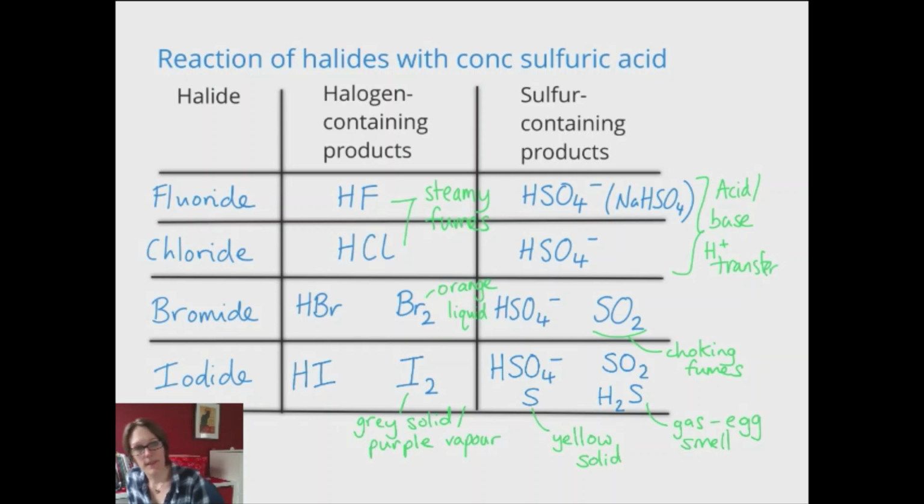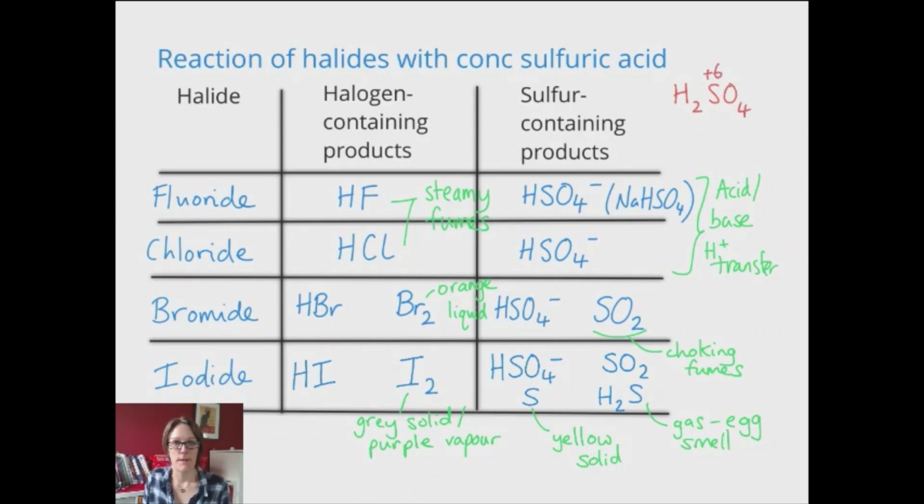So how is this different? Why have we got different products for bromine and iodine? It's to do with how much oxidation is going on, and therefore how much reduction is happening of the sulfur. So if we look at some oxidation numbers and see how this applies to the redox topic.